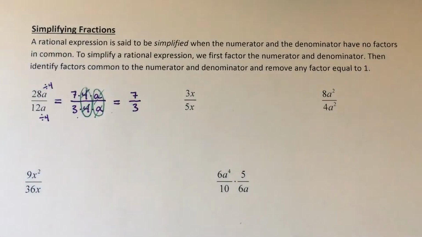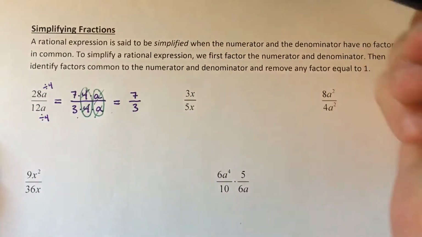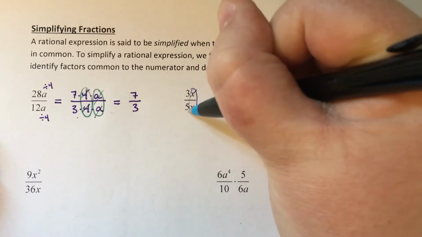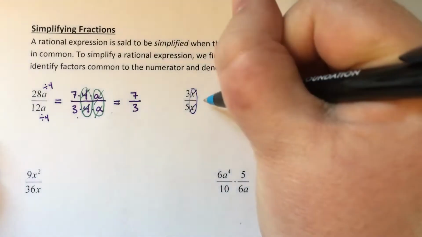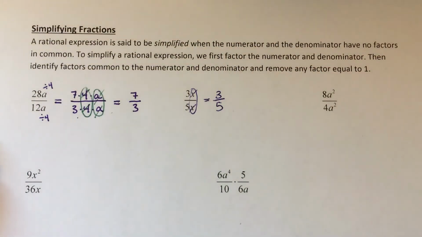All right, let's try the next one. 3 and 5 don't have anything in common. That's not going to do anything. But these x's are in common. Since there's both an x in the top and the bottom, those cancel. So it just reduces to 3/5. That was an easy one.